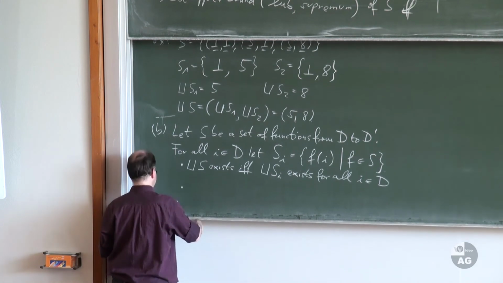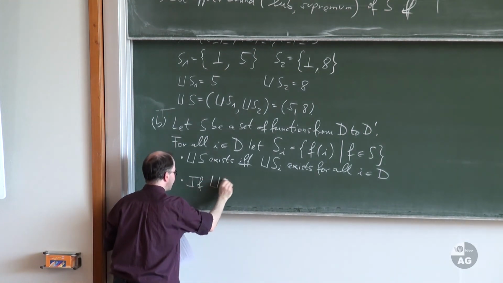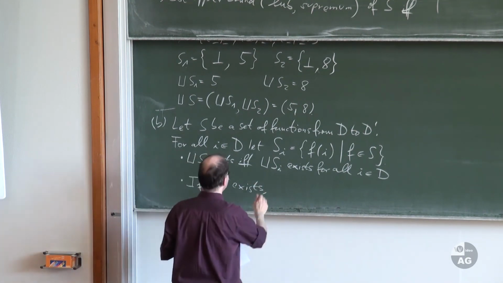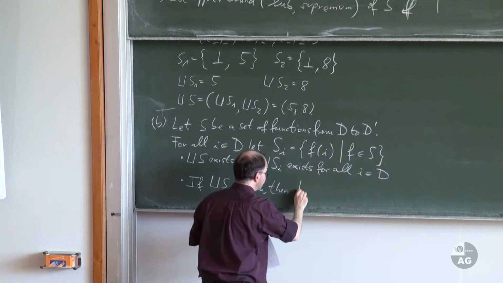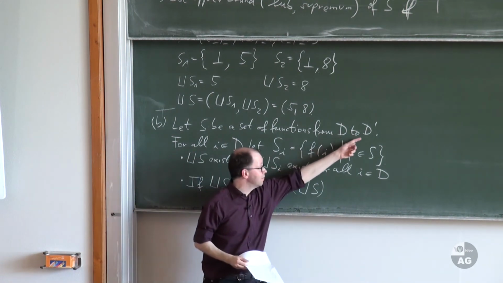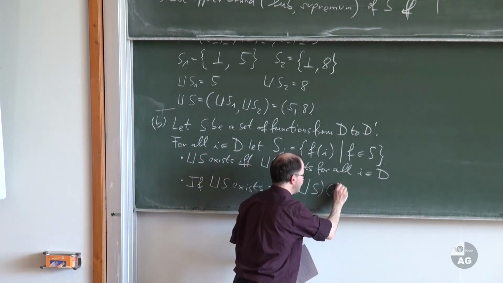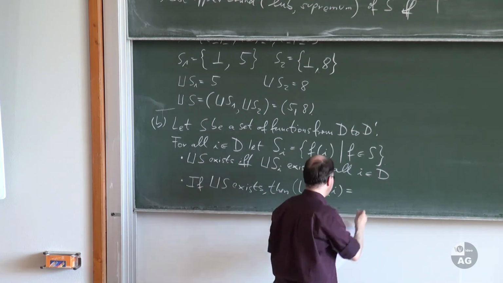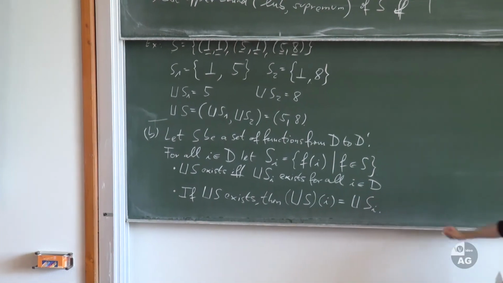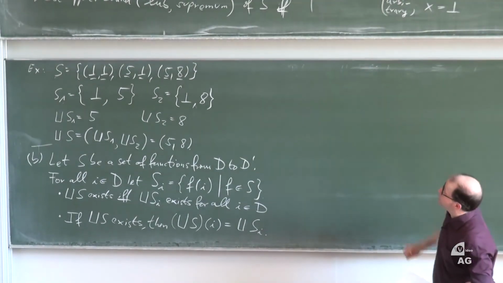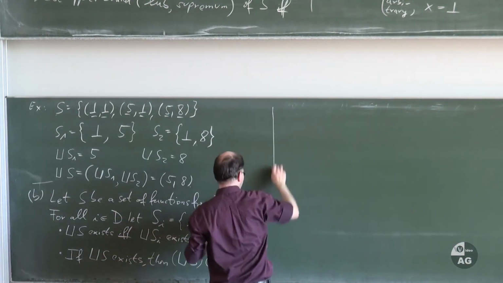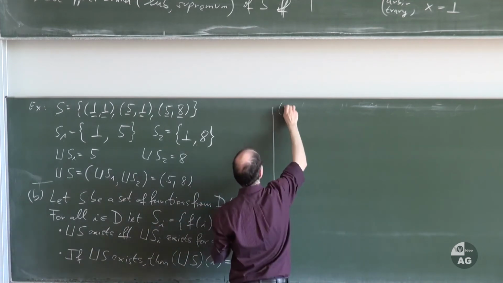And moreover, if the least upper bound of S exists, then we know how to get it. Well, this must be a function, so it must also be a function from D to D prime. And what does it do? If I apply it to some i of D, then I get the least upper bound of Si. So this is essentially the same as part A, but this time for functions. Let's prove it. I will only prove part A. The proof for part B is completely analogous.